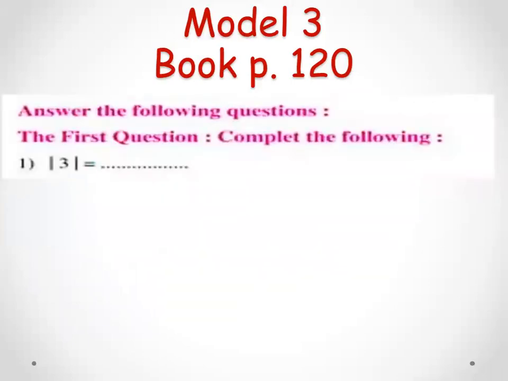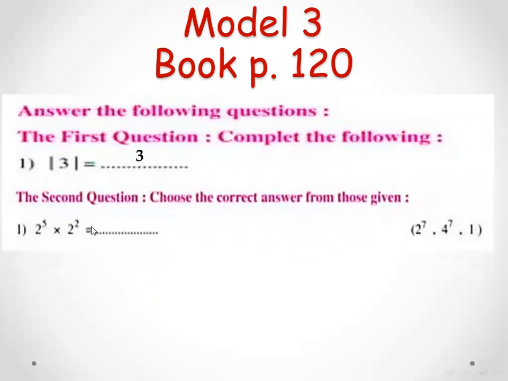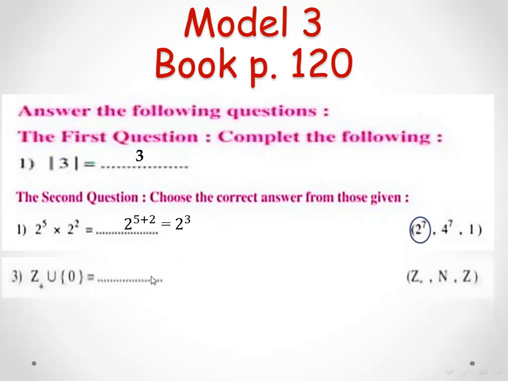Model 3, book page 120, answer the following questions. First question, complete the following. Absolute value of 3 equals 3. Second question, 2 to the power 5 times 2 to the power 2. I'm multiplying the same base, so I'm going to add the powers. My answer is going to be 2 to the power 7. This one is wrong. It's 2 to the power 7. I chose 2 to the power 7. Z positive union 0 equals natural numbers.